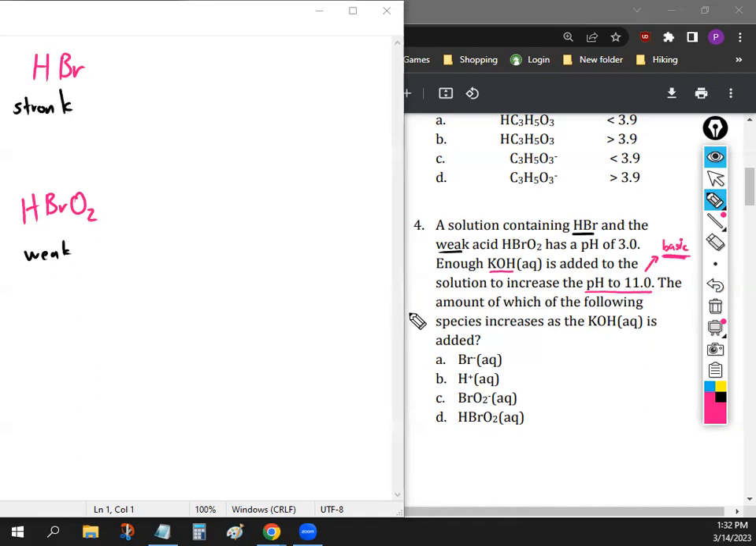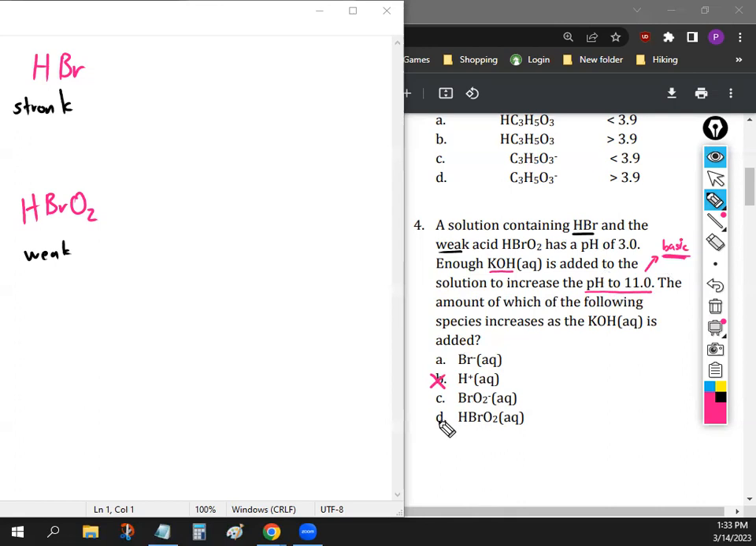Okay, anyway. So if you add KOH to your solution, you've got HBr and BrO2, and you're going to be adding KOH. And the question is asking, which of these ion species is going to increase? Now, you can get rid of 2 of them right away. What's the first one you can get rid of if it gets more basic? H+. Obviously, this cannot work because if it's basic, you're not going to have H+ just floating around. The OH- is going to gobble them up. What's the other one we can automatically get rid of?